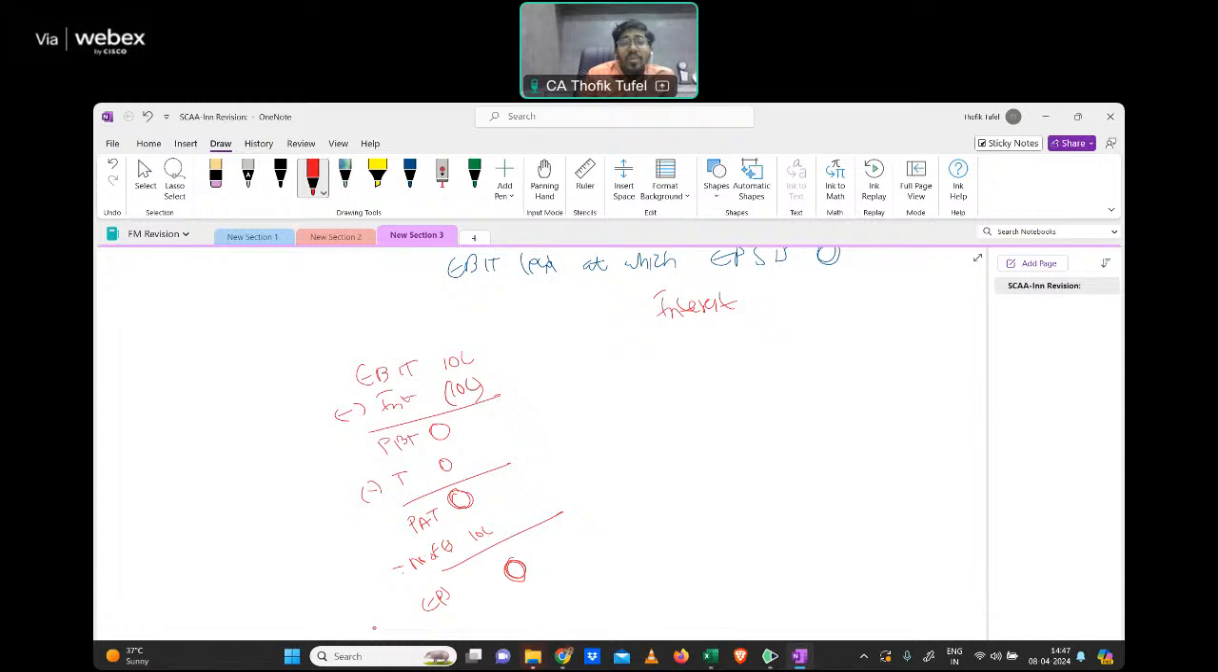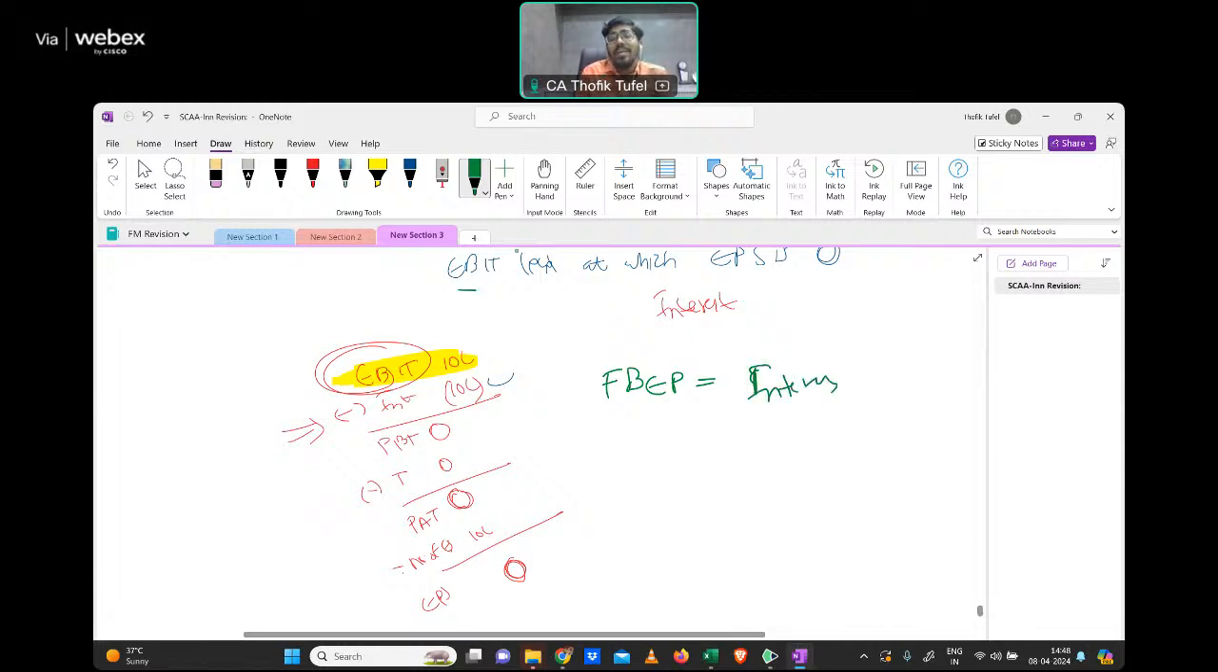So, sir, at minimum I should earn something which is called interest. So that is the earnings. How much should be my earnings? My earnings should be at minimum my interest. If I earn this much, my EPS will be 0. So, to put it simply, financial break even point is equal to interest. Okay, financial break even EBIT level, which means your EBIT should be your interest. Are you all with me?